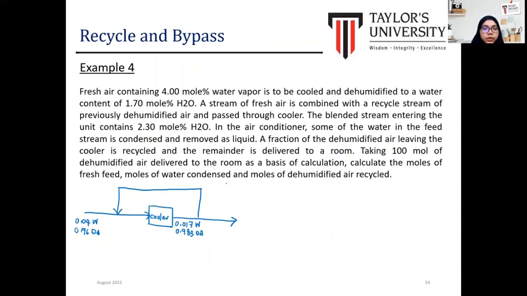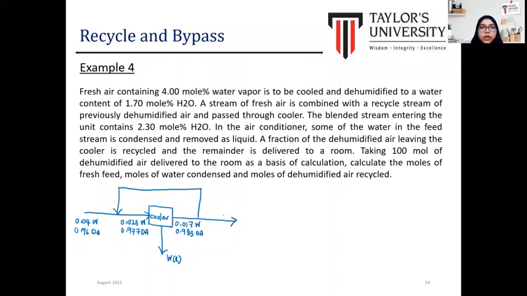Okay, and then the blended stream entering the unit contains 2.3 mole percent of H2O. So entering the unit, that means we have 0.023 water, and the remainder is 0.977 dehumidified air. In the cooler, some of the water in the feed stream is condensed and removed as a liquid. A fraction of the dehumidified air leaving the cooler is recycled.